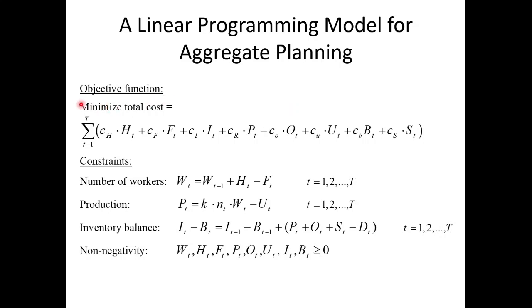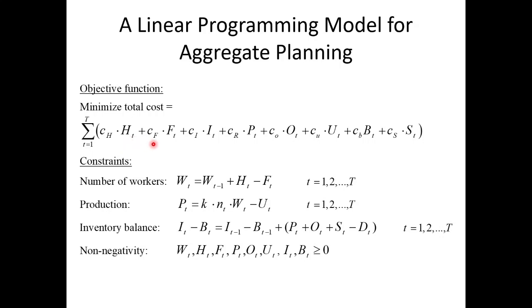First, we need to define something called the objective function. The objective function in our model is to minimize the total cost, which is represented mathematically using this formula. When you look at this formula, you can see that all the costs involved in the formulation of the objective function are simple relationships. We have the cost of hiring a new worker times the number of workers hired in period T.